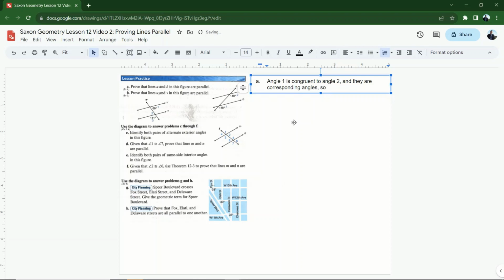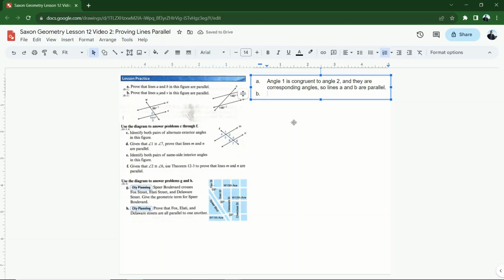So, according to our first postulate, that means that the lines A and B are parallel, because it said if there's a transversal that crosses two lines and the corresponding angles are congruent, then that means that the lines are parallel. So angle 1 is congruent to angle 2, and they are corresponding angles. So lines A and B are parallel. Okay, that is how we do that.